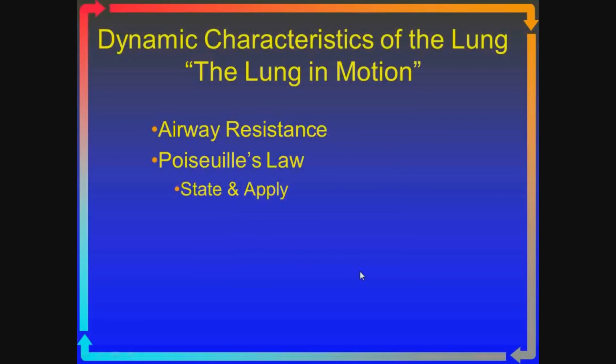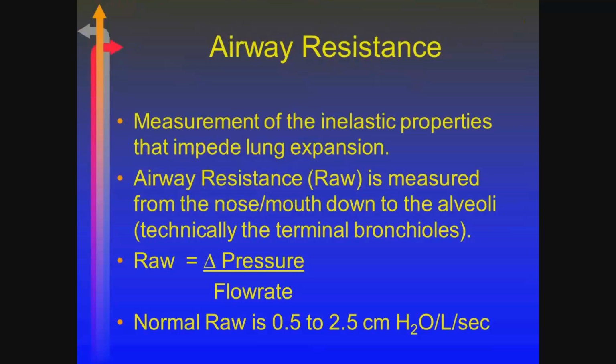We know that the two key factors associated with this are the presence of airway resistance and the presence of compliance. As far as resistance is concerned, that's a non-static condition. It requires airflow to happen, and it's based upon Poiseuille's law. It's that inelastic component of lung expansion. The abbreviation RAW is what is used for airway resistance, and we know it's the change in pressure over the flow. In a normal spontaneously breathing patient, it's somewhere around 0.5 to 2.5 centimeters of water per liter per second.